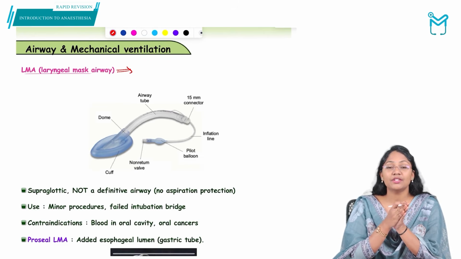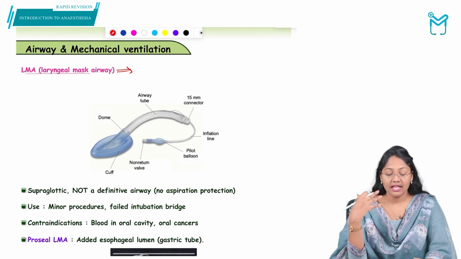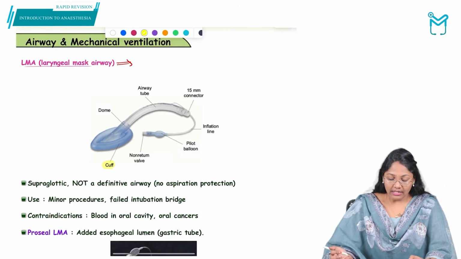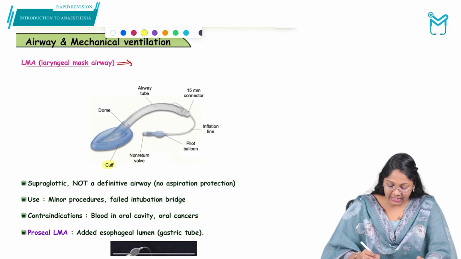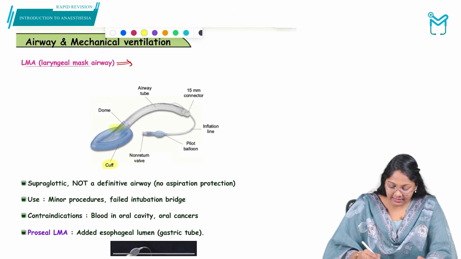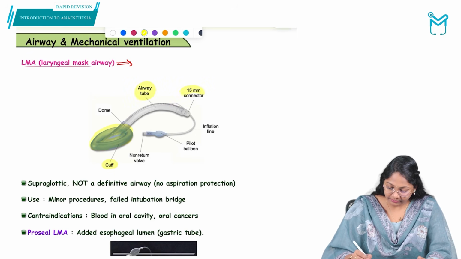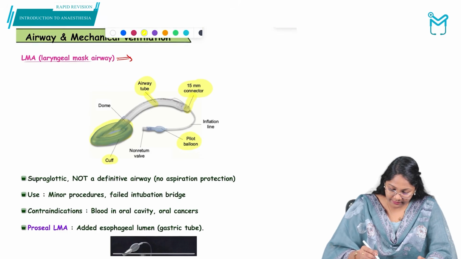When we are unable to do the endotracheal tube intubation, we go for the laryngeal mask airway. Now the laryngeal mask airway, if you see, this is the silicone cuff which we can appreciate here. This is the airway tube. This is the connector as well as the pilot balloon which is seen.